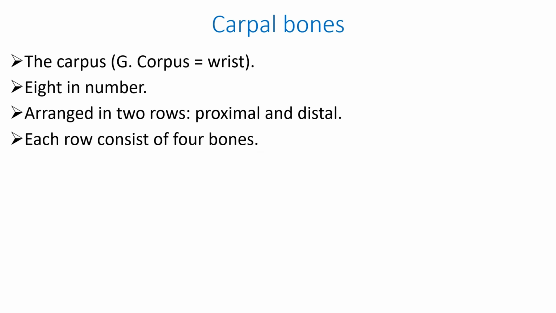8 bones in one complex system. The carpal bones are 8 in number. They are found within the wrist region of the body. So the carpus means the wrist. There are 8 in number arranged in two rows. We have the proximal and the distal row, each with 4 bones, giving us a total of 8 bones in number.